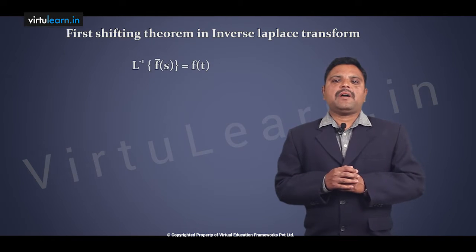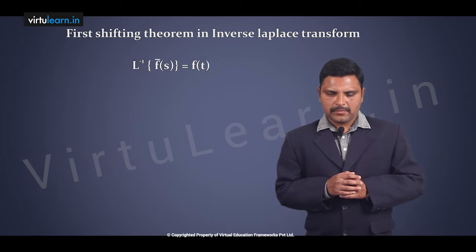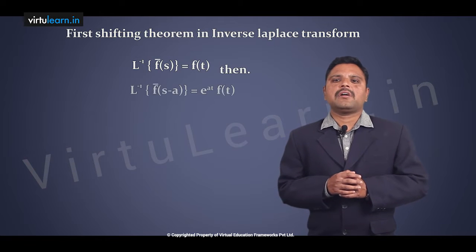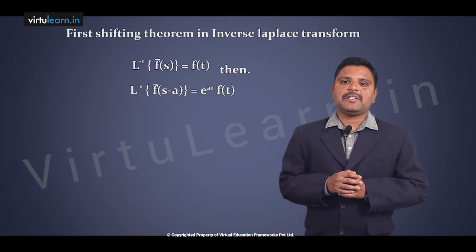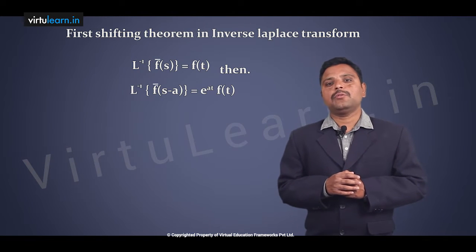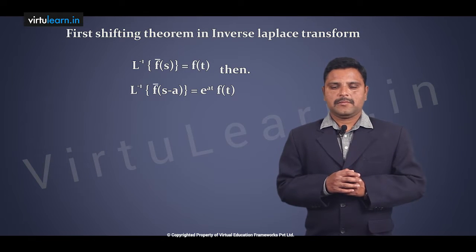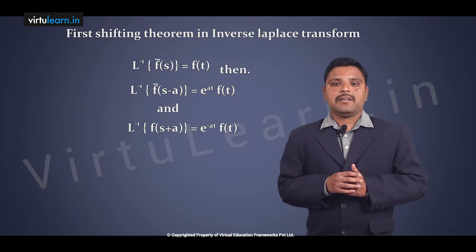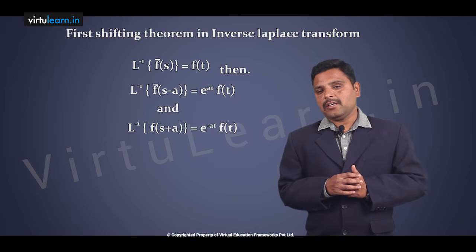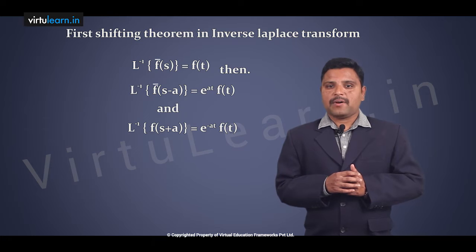L inverse of f bar of s equal to f of t. This is a known quantity. Then L inverse of f bar of s minus a equal to e power at into f of t. And L inverse of f bar of s plus a equal to e power minus at into f of t.